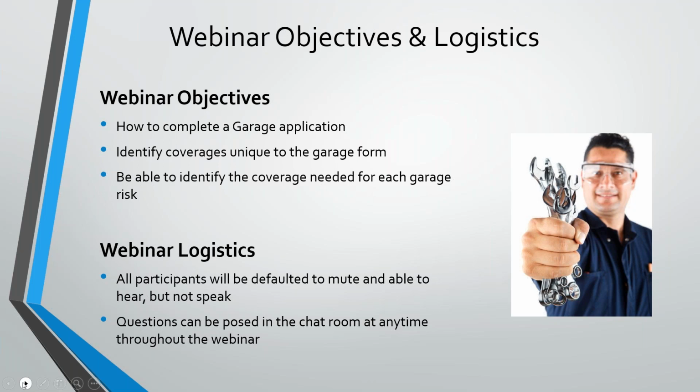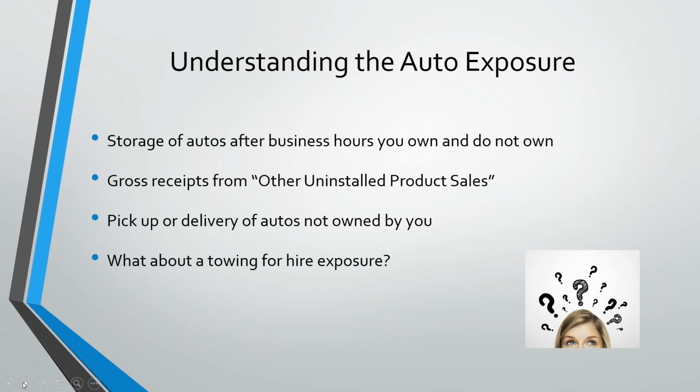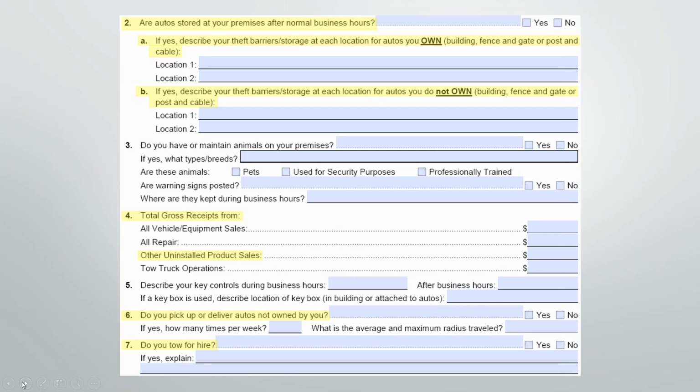Let's get started. Understanding the auto exposure. We're really going to be talking about the different exposures that involve autos. So it's the storage of autos. We're going to be looking at gross receipts related to other installed product sales. We're also going to be talking about, well, what about the delivery of autos that you don't own? And is there towing for hire exposure? So Teresa's going to dig down into that, and we're going to use the application as the guide as we go along. So Teresa, I'll let you take it from here.